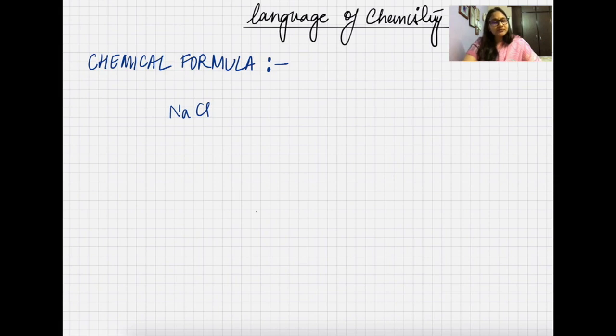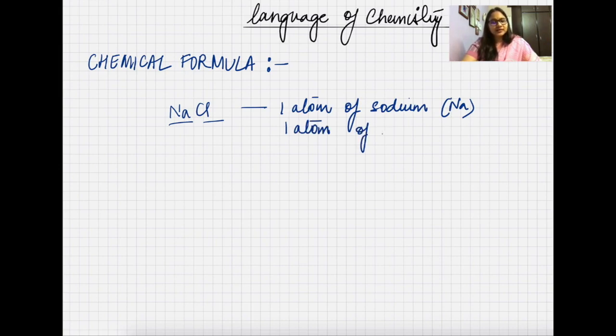But how many atoms of sodium? The number of atoms of each element would be written at the base of the symbol. If there is no number, we consider it to be 1. So Na 1 atom and chlorine 1 atom. So the number of atoms in sodium chloride are 1 atom of sodium and 1 atom of chlorine.